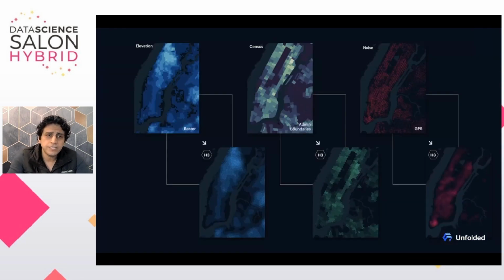So I'm going to give you an example. If you have elevation data, which is a raster file, and you want to transform that to H3, it's pretty straightforward to do. You can use the H3 library that exists. We also have a service for that, so we can do it for you. And let's say you have census data, which is a polygon data set, you can also translate polygons to H3. And then if you have noise data, let's say this is a 311 noise complaint data set, you can also have that point data translated to H3 as well.